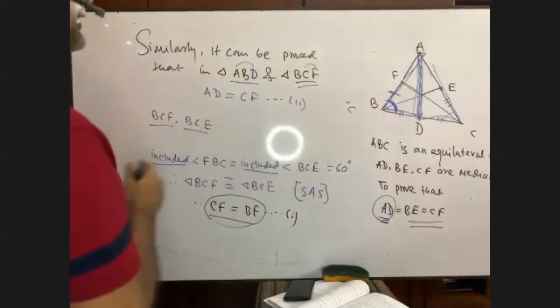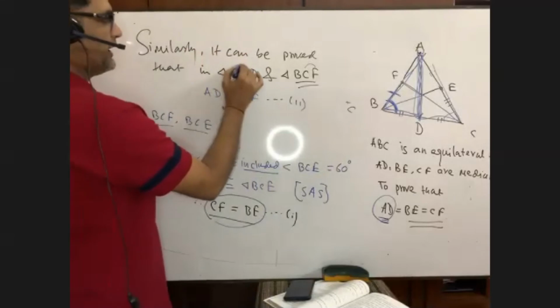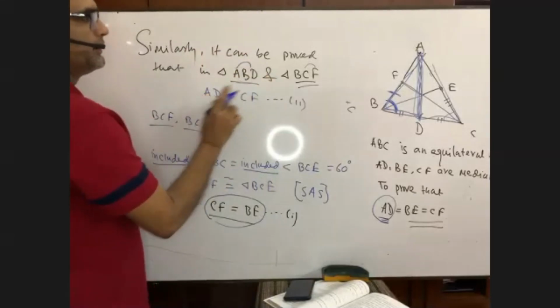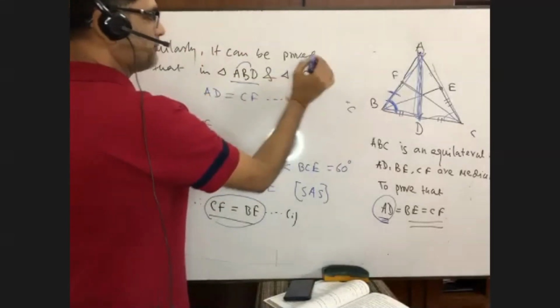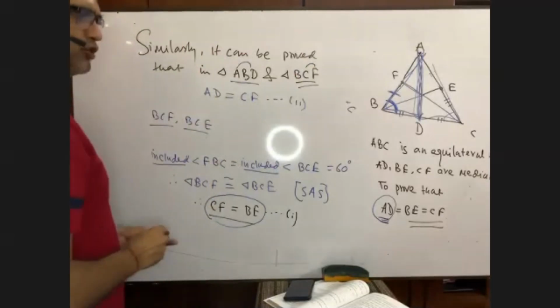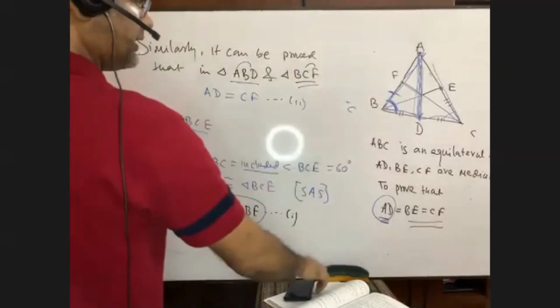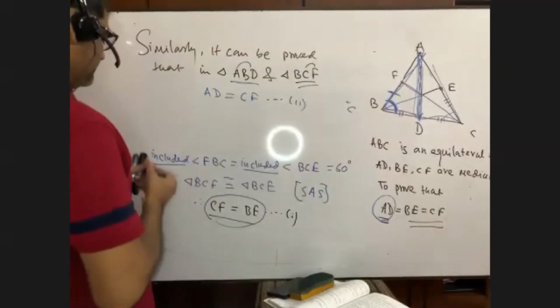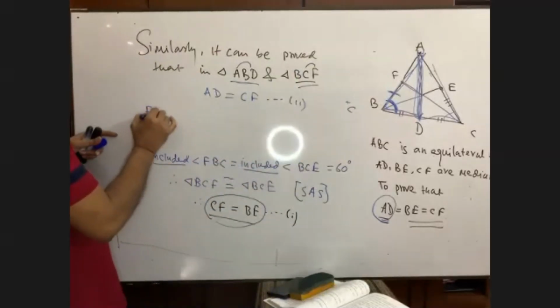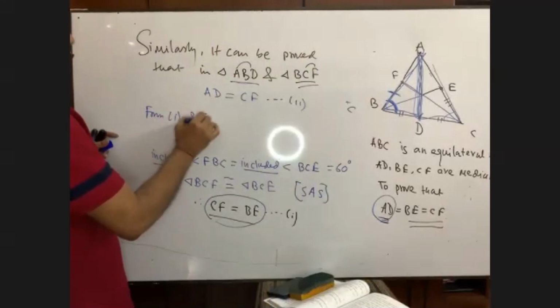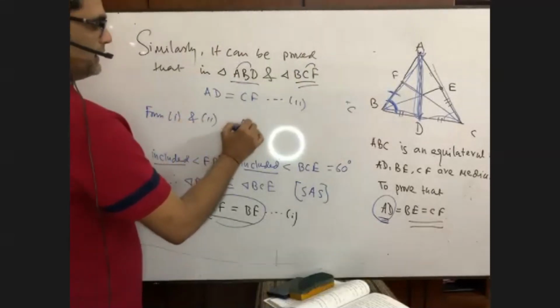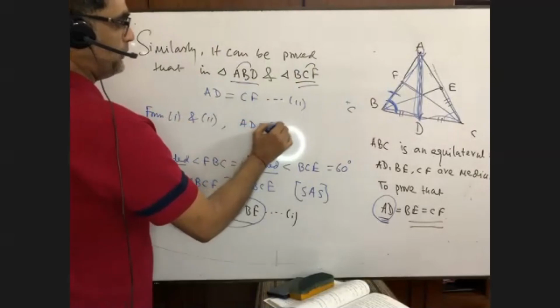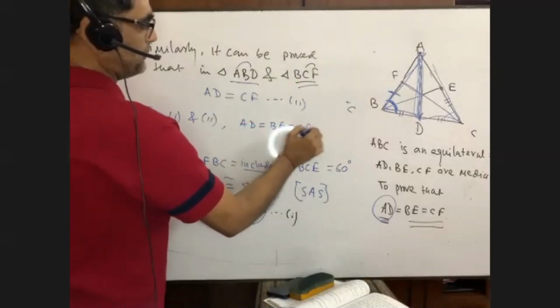Now you see in these three letters, which two make a median. Here median is AD, I have written AD. Here median is CF, I have written CF. Is it okay? Now you see the figure. Am I right? Now from 1 and 2 we get AD equals BE equals CF. Our proof is done.